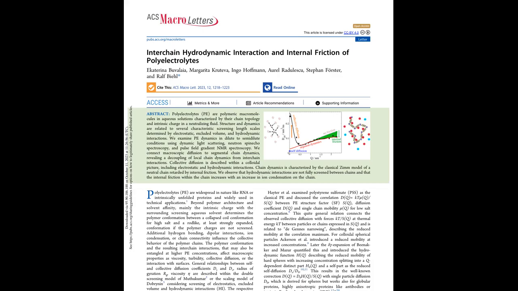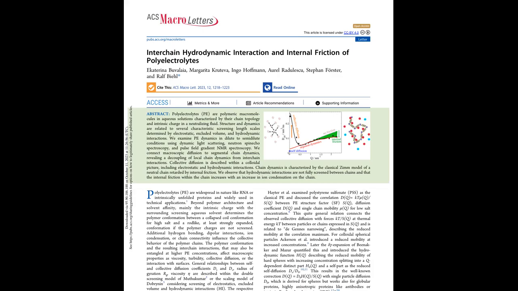By combining dynamic light scattering, pulsed field gradient NMR, small-angle X-ray scattering, and neutron spin echo measurements, the authors map out both collective and individual chain diffusion behavior alongside structural correlations. Interpreting these data through an extended ZIM polymer model incorporating internal friction and hydrodynamic interaction screening, they demonstrate that charged polyelectrolyte dynamics can be effectively described by decoupling local segmental motions from interchain hydrodynamic and electrostatic interactions.